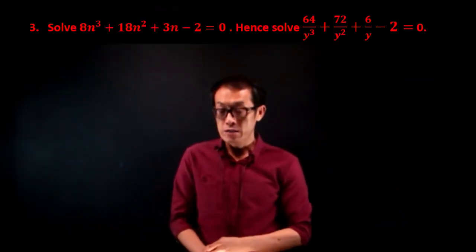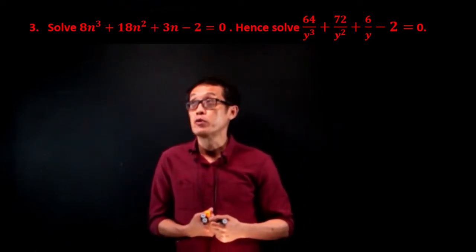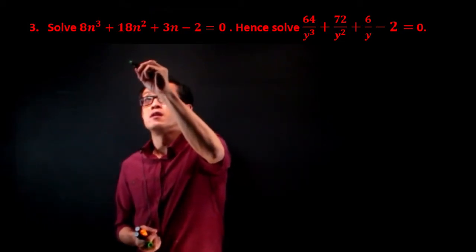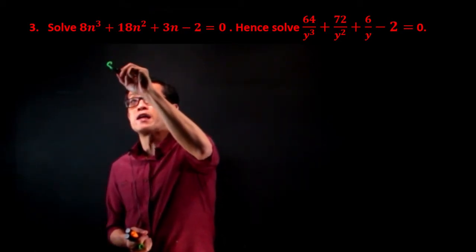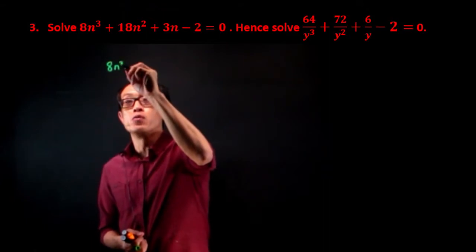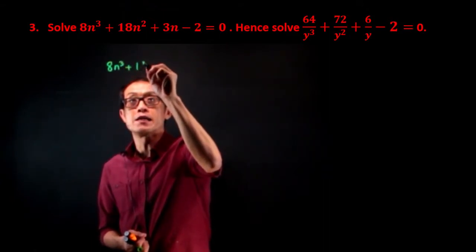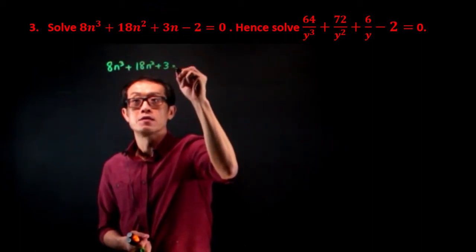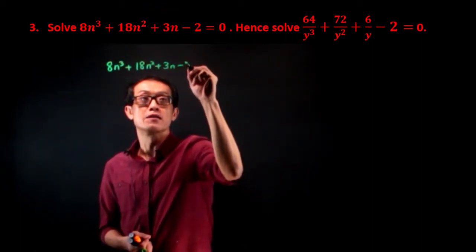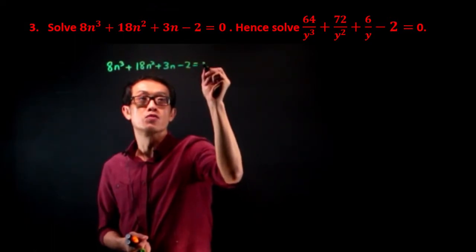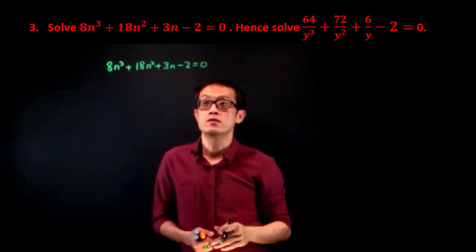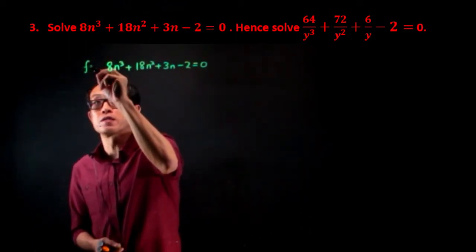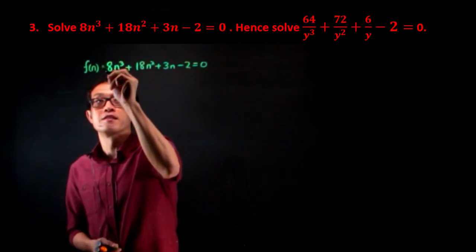Question 3, you are asked to solve a given equation. Let me copy down the given equation first. You are given 8n cubed plus 18n squared plus 3n minus 2 equals 0. You are asked to solve this equation. Now perhaps we call this f of n.